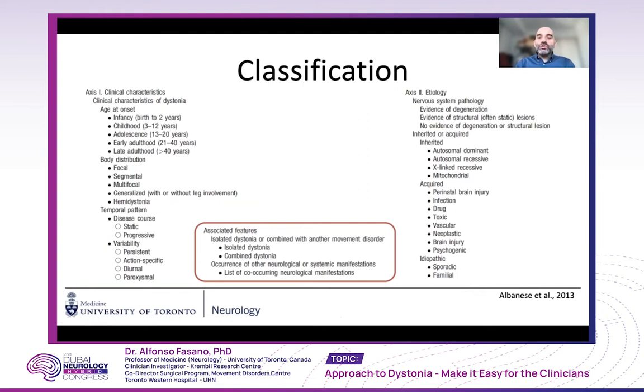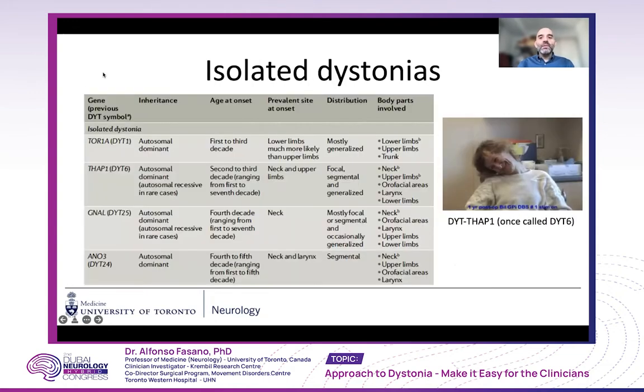Also important in the classification to recognize the associated features, because this tells you what to look for and how to reach the final diagnosis. And when you look at the associated features, you may only deal with dystonia, and this is something we call isolated dystonia, or dystonia can be combined, and can be combined either with other movement disorders, or with other neurological signs, or even with systemic problems. And I'm going to give you a few examples.